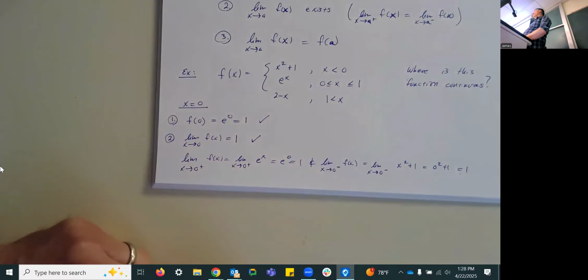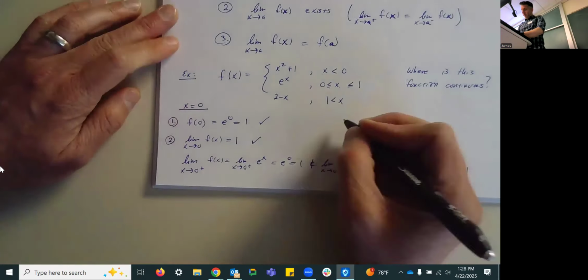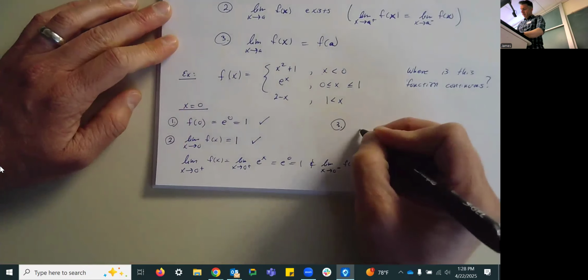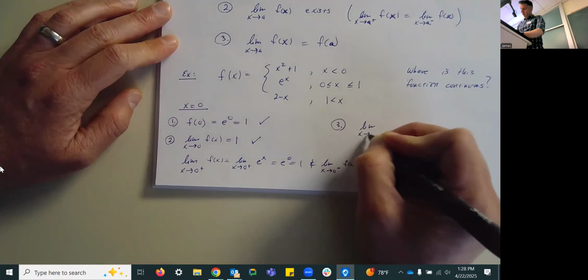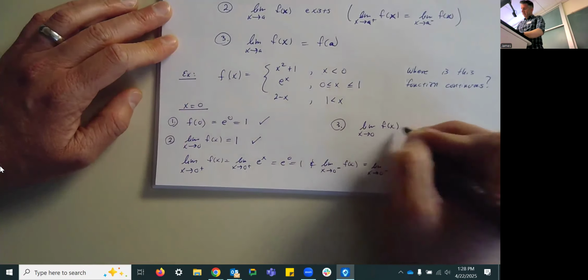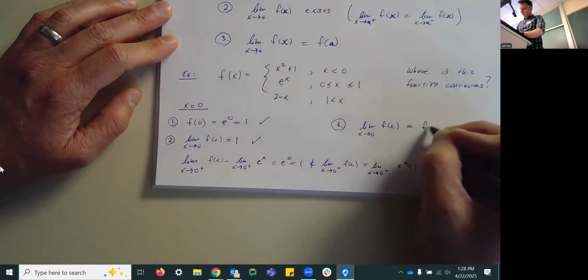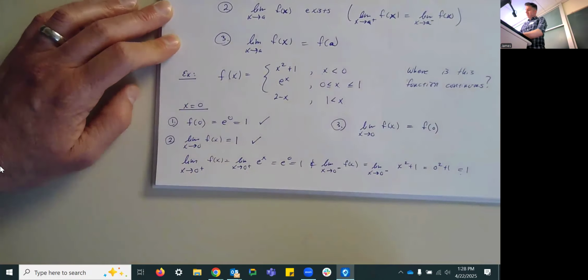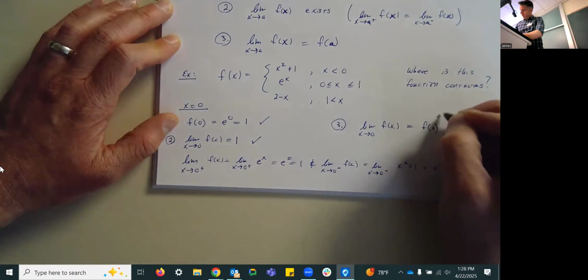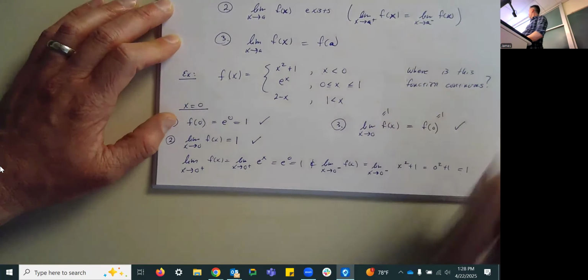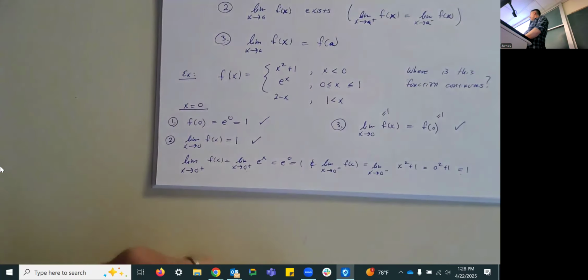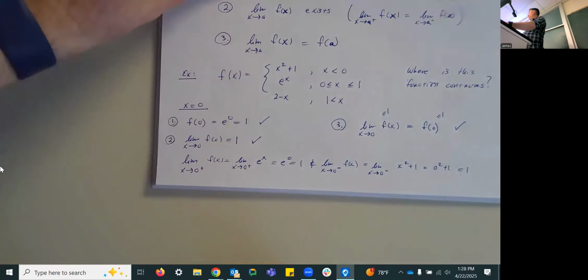And then people often forget to check this third part, but it really is important because sometimes these are different. But the third part says the limit as x approaches 0 of f of x must equal f of 0. And it does, because they're both equal to 1. So in this case, f of x is continuous at 0. Let's see what's happening at 1.